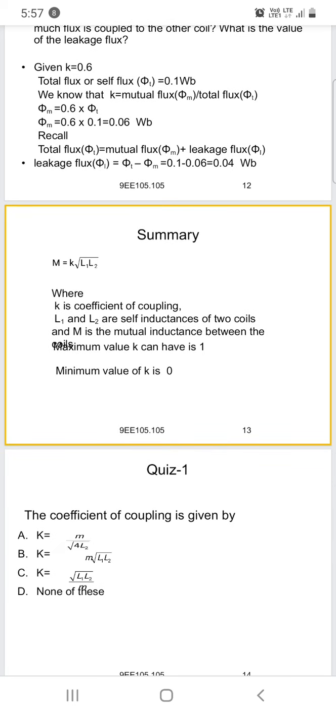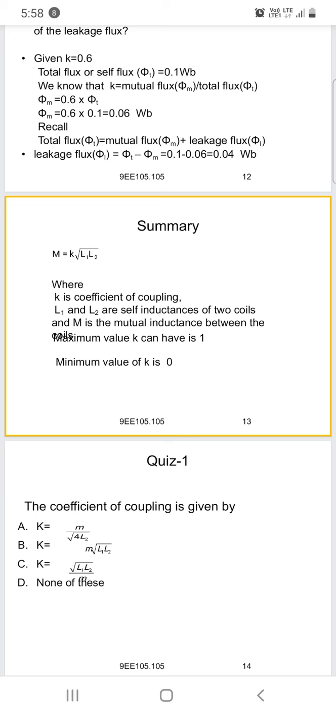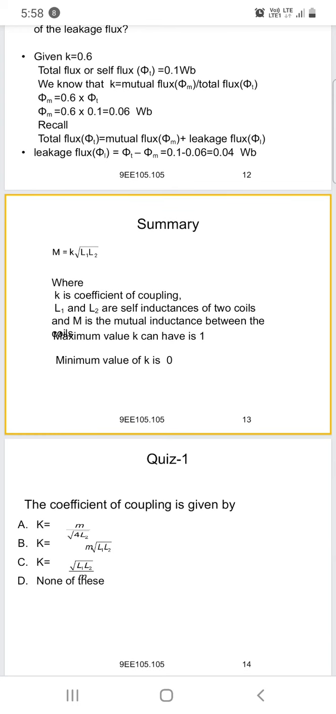Next, recall that the total flux is equal to mutual flux plus leakage flux. So the leakage flux is equal to total flux minus mutual flux. Here the total flux is 0.1 and the mutual flux is 0.06. Then we will get the leakage flux equal to 0.04 Weber.